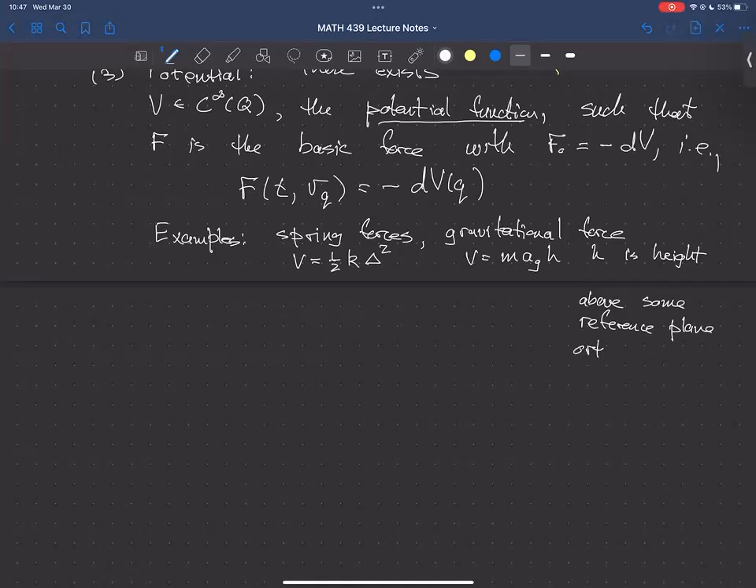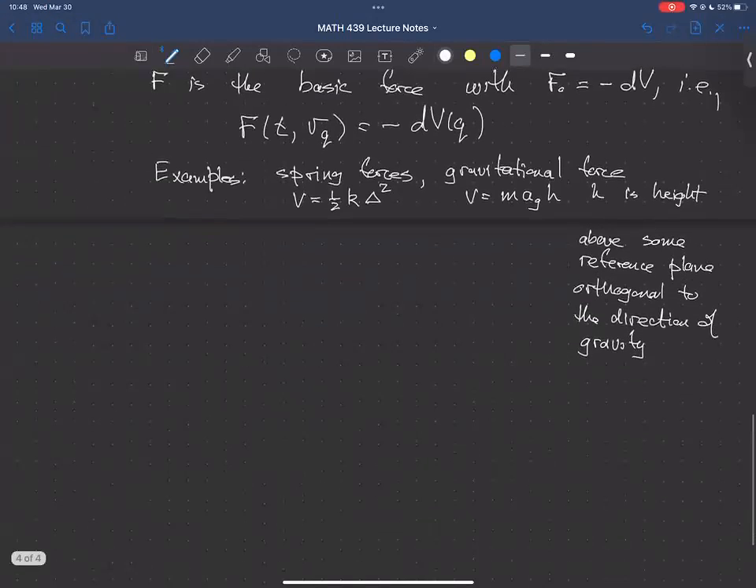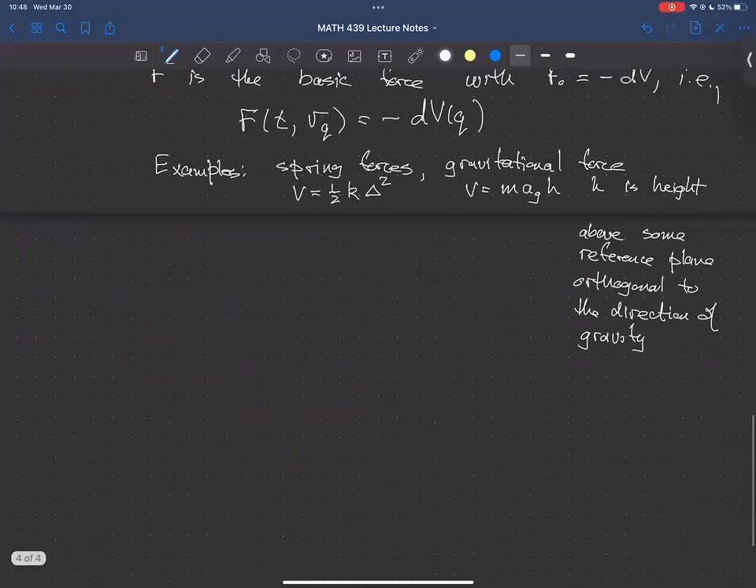Orthogonal to the direction of gravity. So gravity has a direction associated with it. And what you typically do in practice is you choose your spatial frame in such a way that gravity is aligned along one of the spatial axes, just to make your life simple. And then h in that case, let me flesh this out a little bit here.